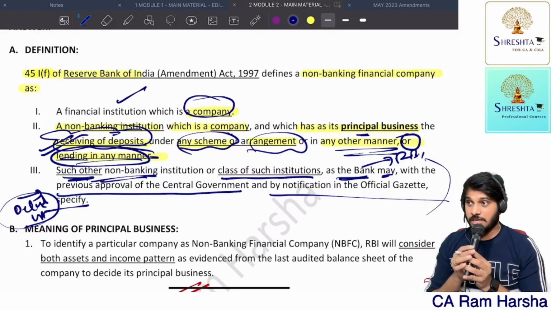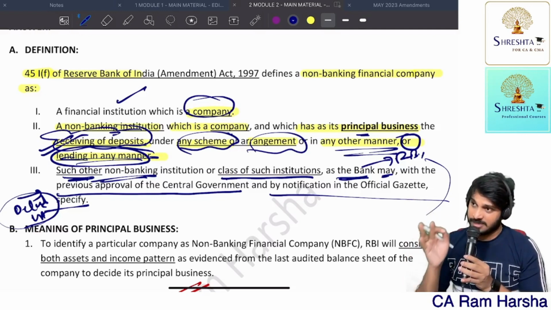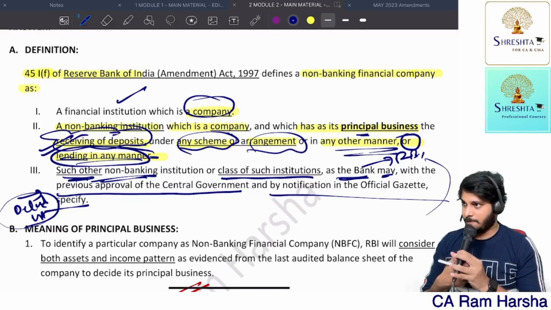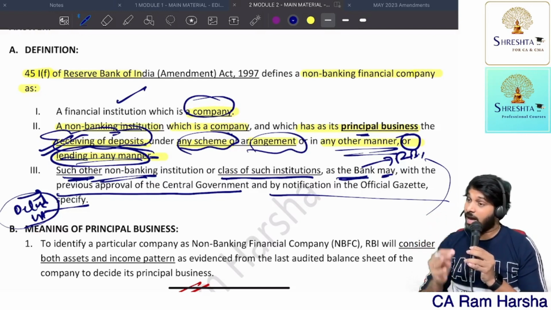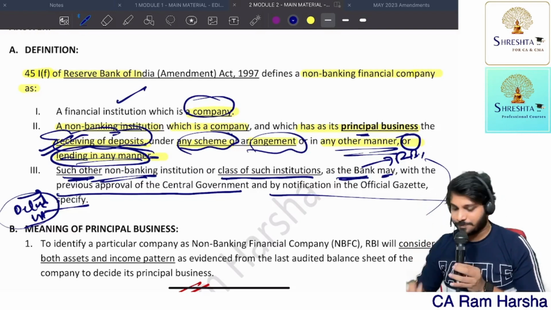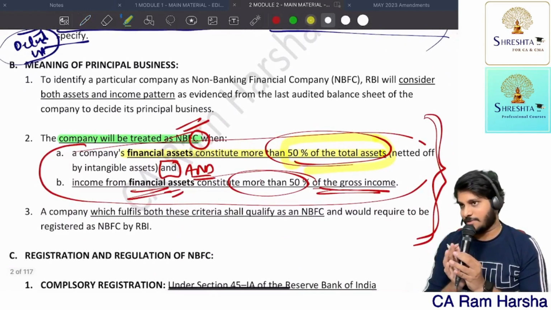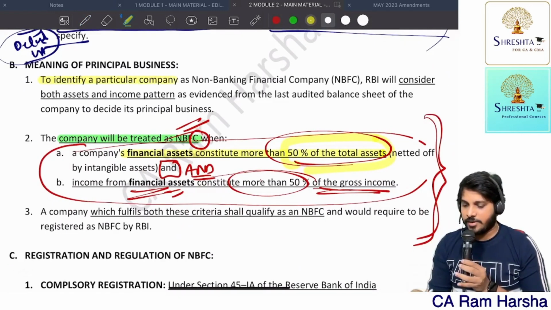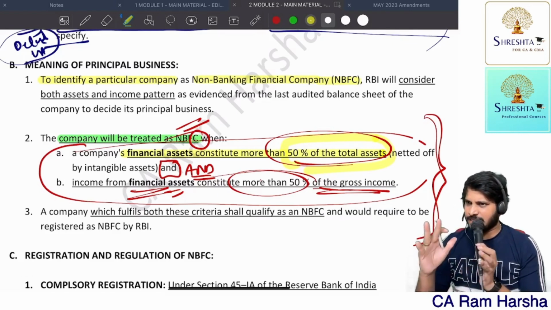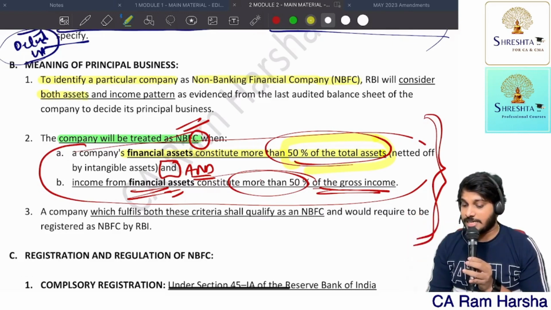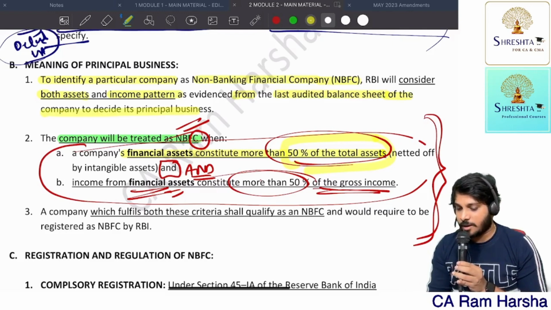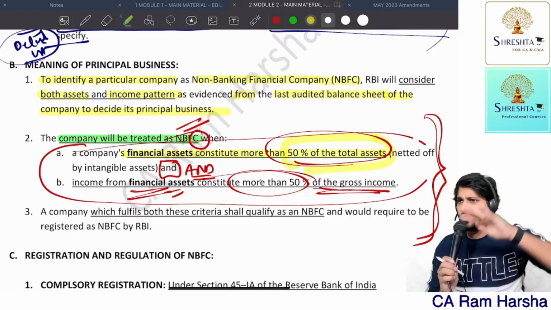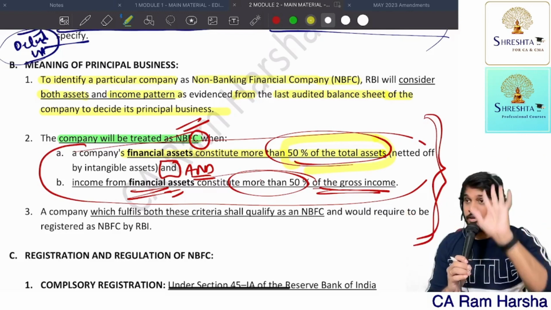There are many NBFCs which RBI has clearly declared as NBFCs: peer-to-peer lending NBFCs, account aggregator financial institutions. There are new NBFC business models which are declared by RBI as NBFCs. Able to understand? Now, what do you mean by principal business? To identify a particular company as an NBFC, RBI will consider both the assets criteria and the income criteria, from the last audited balance sheet of the company, to decide its principal business. So whatever the latest audited balance sheet is, based on that we calculate.